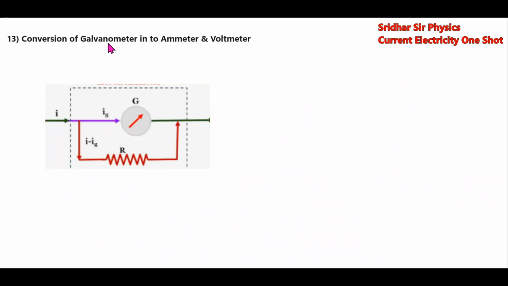Next topic we have is the conversion of galvanometer into ammeter. There's a galvanometer. At maximum, it can read current Ig. So we have to convert this into an ammeter. So what is an ammeter? A galvanometer connected with a resistance in parallel. This is called a shunt, a low resistance in parallel, which will be indicated by the symbol S.